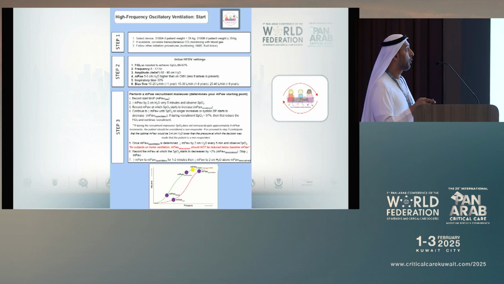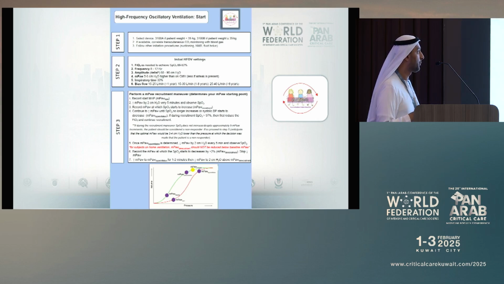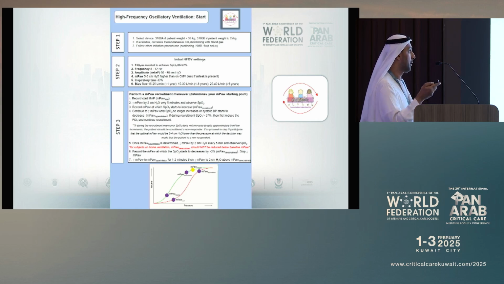We start with the mean airway pressure as usual, 5 to 6, but if the patient is not improving, then we increase and we do the titration to know what's the best mean airway pressure. We set the I time as usual and the bias flow per age. This is the recruitment maneuver I discussed earlier. I think this is the mapping of the mean airway pressure as we discussed in the previous slides.